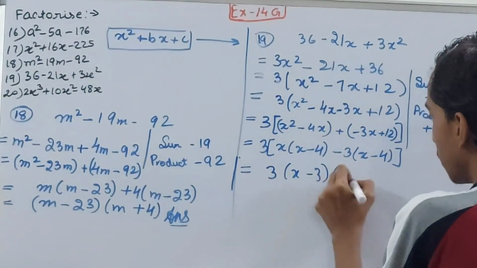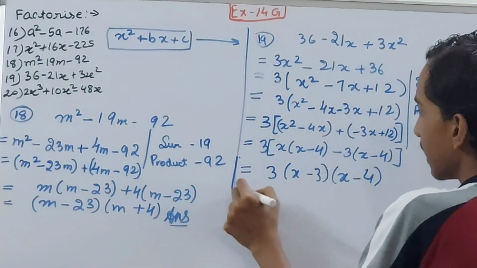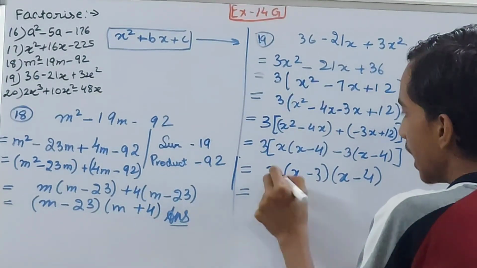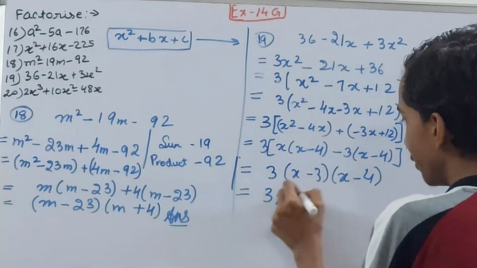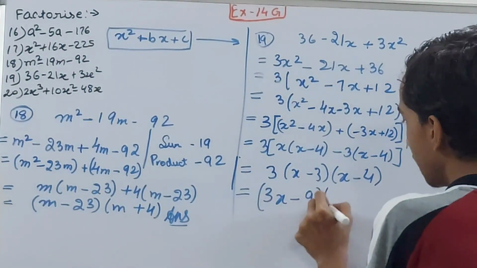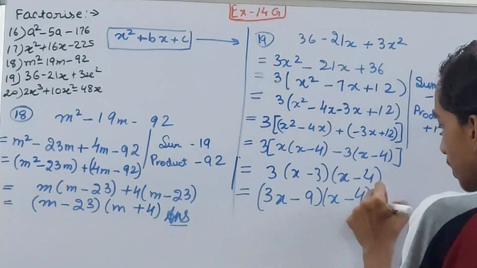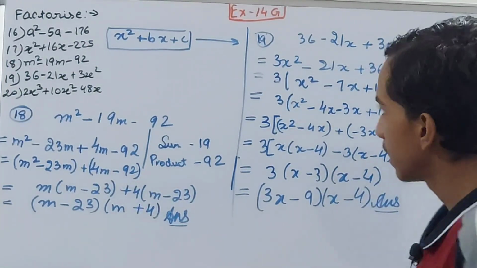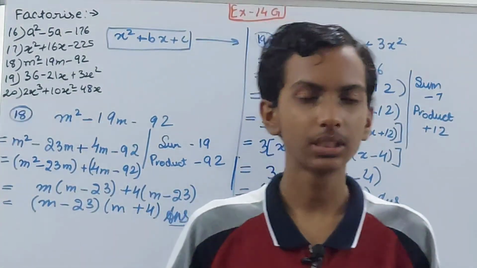We can group this into two groups like this, right? Now see, 3 into x, 3x, and 3 into minus 3, minus 9, into x minus 4 further on. That is the answer, right? Now let's move on to the next question.